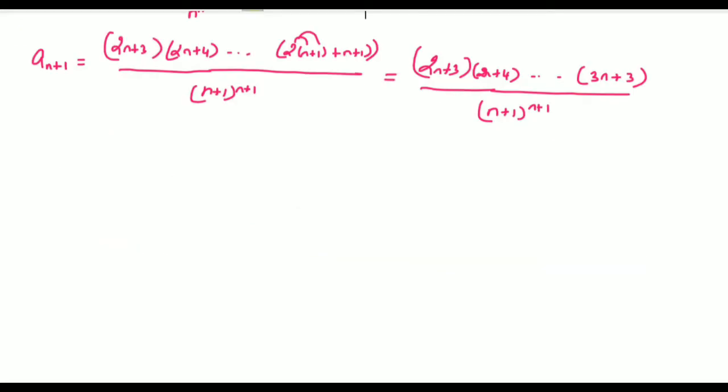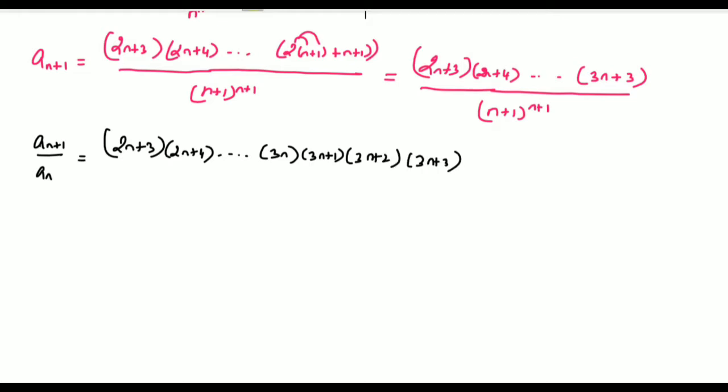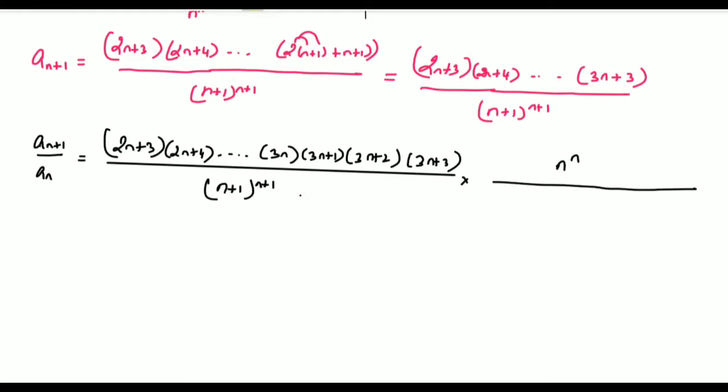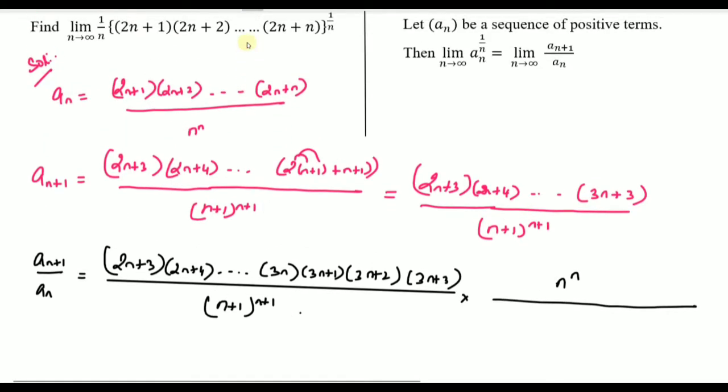Next we have to find a_(n+1) divided by a_n. First a_(n+1) is equal to (2n+3)(2n+4) and so on up to 3n, 3n+1, 3n+2, 3n+3, the whole divided by (n+1) to the power n+1. Multiplying by the reciprocal of a_n, which is n to the power n divided by (2n+1)(2n+2)(2n+3) and so on up to the last term 3n, because 2n plus n is equal to 3n.